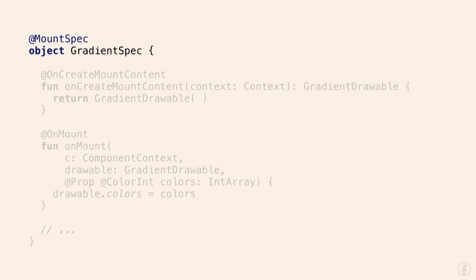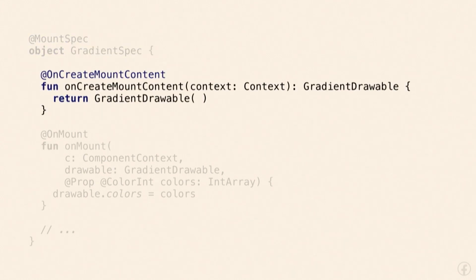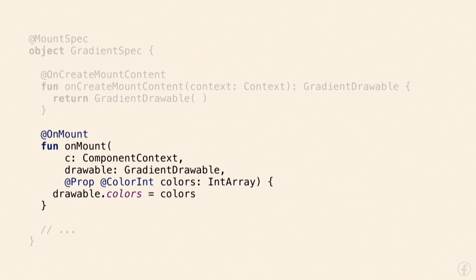Mount spec has also several important annotations that you need to remember. First of all, you need to declare your class as a mount spec to be handled by the annotation processor. Method that is responsible for creating actual content that will be mounted to the screen is onCreateMountContent. And as I told you, we support drawables, and also we support views. So this method should return either drawable or view.